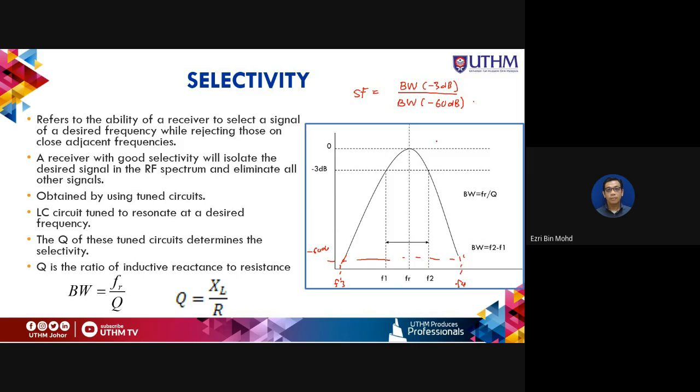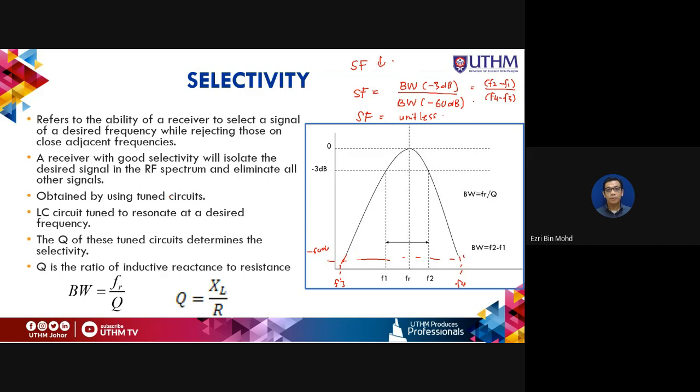So the bandwidth at 3 dB is F2 minus F1, divided by F4 minus F3 for minus 60 dB. So we get the shape factor as a ratio, unitless, there is no unit. So what shape factor is required? We require a low shape factor.